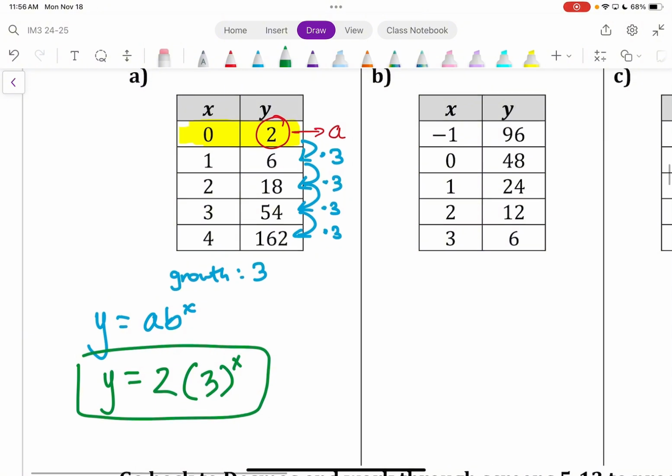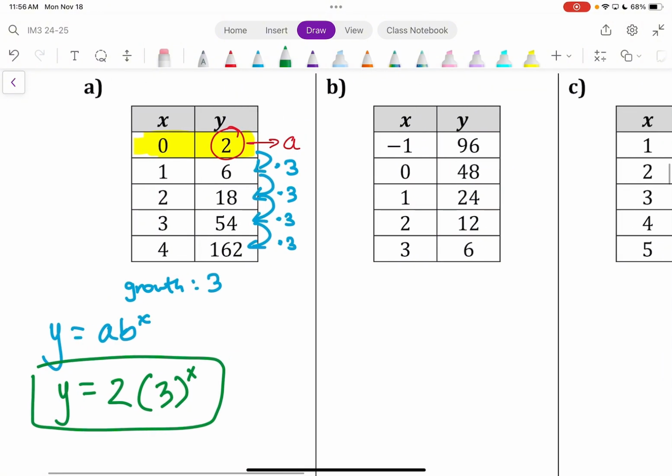All right, hopefully that seems easy for you. Let's try another one. Maybe this will really drive it home. Starting with the y-intercept. Once again, to determine a y-intercept on a table, you're looking at the point that is 0, comma something. So x needs to equal 0. So here I can see that x equals 0 and y equals 48. So that means that 48 is my a value.